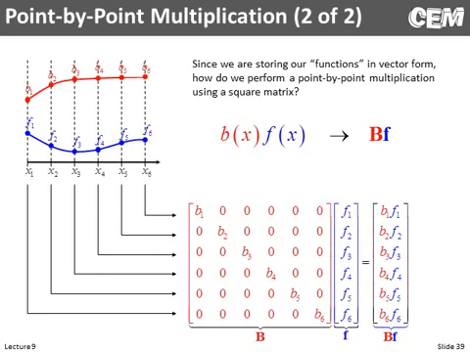So here's the answer. It turns out it's a diagonal matrix where the values of b, b1, 2, 3, 4, 5, and 6, go along the diagonal. So if you do your row column operations and multiply this column vector, you'll see that you definitely do get this. So point-by-point multiplications are performed by diagonal matrices, matrices that are zero everywhere except numbers going down the diagonal. So in this case, our diagonal matrix we call capital B. That is our matrix operator for a point-by-point multiplication with B.